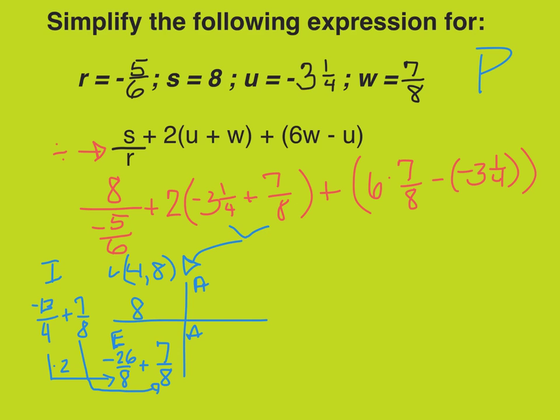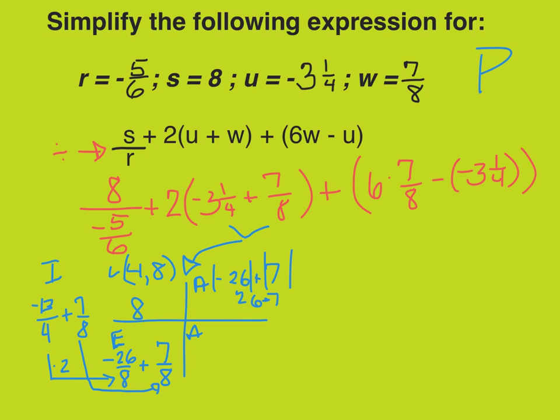Now that I have equivalent fractions, I can simply ignore the denominators and just use the numerators. I've got negative 26 plus 7. Sorry about that. So I know now that I have to find the absolute values of these. So that's 26 and 7. The signs are different. Find the difference.